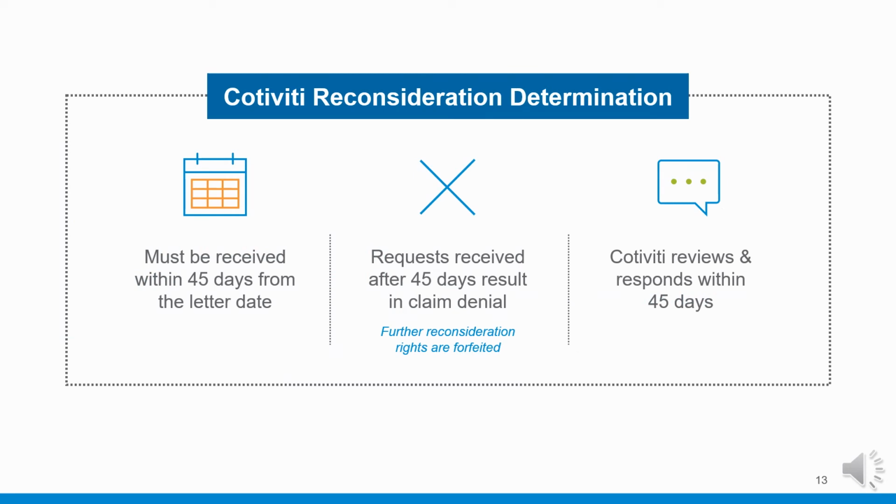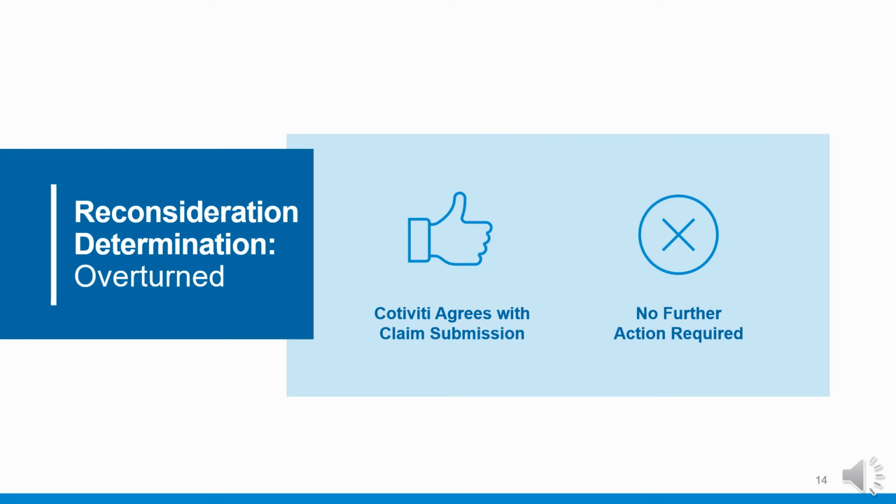Once Cotiviti receives the request for reconsideration, they will review and respond within 45 days. Any requests received after 45 days will result in a claim denial, and further reconsideration rights are forfeited. If the reconsideration request is overturned, Cotiviti agrees with the original claim submission and no further action is needed from you. The audit is complete.